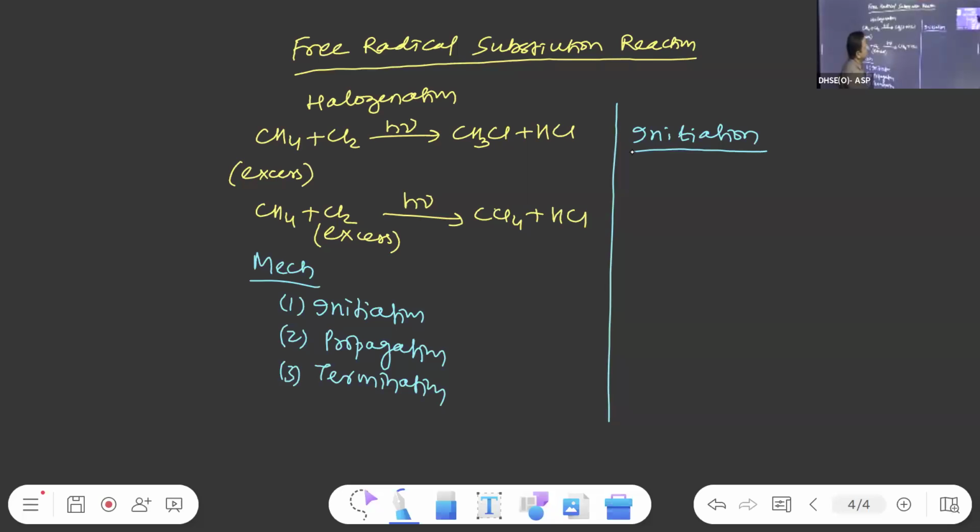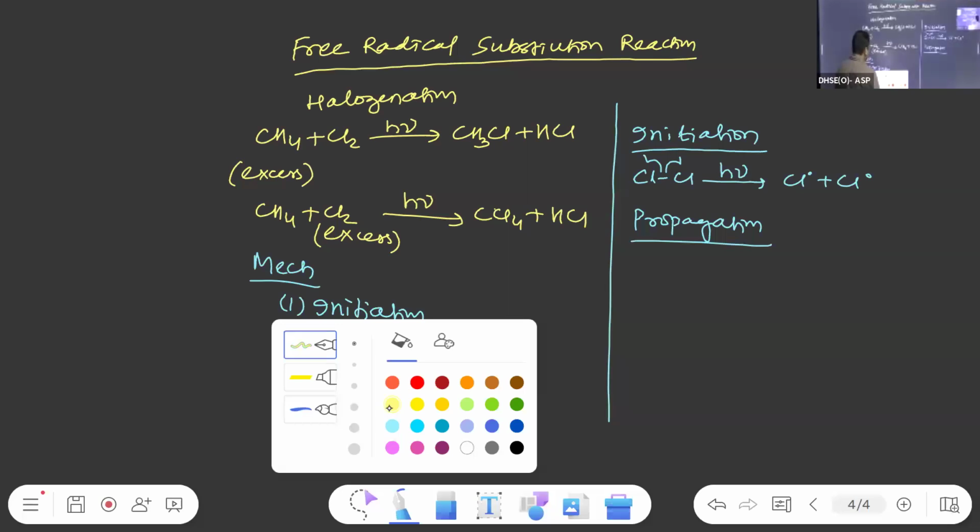It is initiation. Right here the reaction is initiated when halogen molecules undergo homolytic cleavage. That means equal division to form free radicals. Halogen molecules undergo homolytic cleavage to form free radicals. This is initiation. Then next, propagation. Propagation means how the reaction continues.